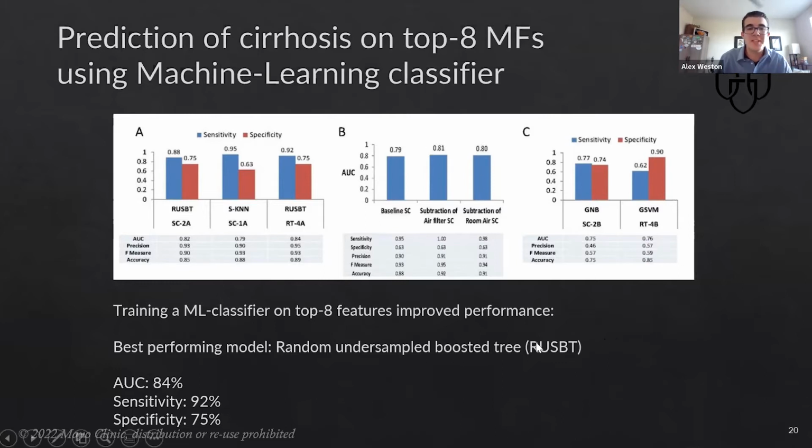The one that we happened to find was the best was this random undersampled boosted tree model, which is shown in the far right plot. And so this model achieved an AUC value of 0.84, with sensitivity and specificity values shown. And so the biggest improvement that we saw with our machine learning classifier versus logistic regression was in the specificity, which jumped from 0.57 to 0.75.